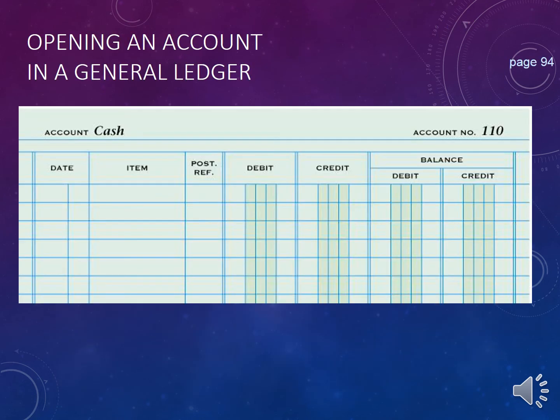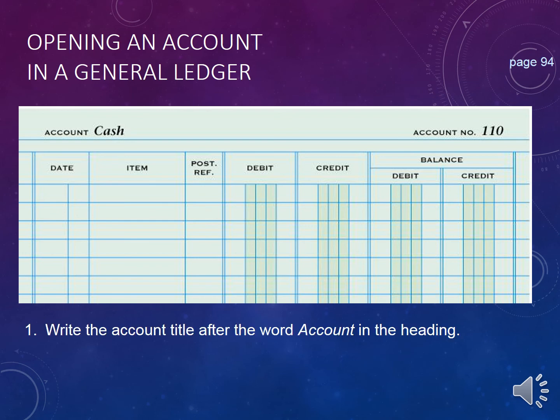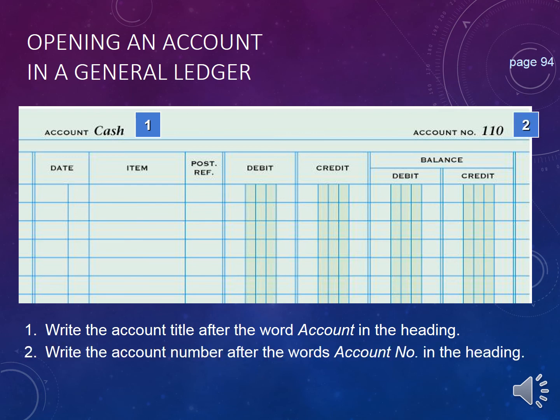Opening up a general ledger account. The first step is to write the account title after the word account in the heading. Secondly, we will record the account number.